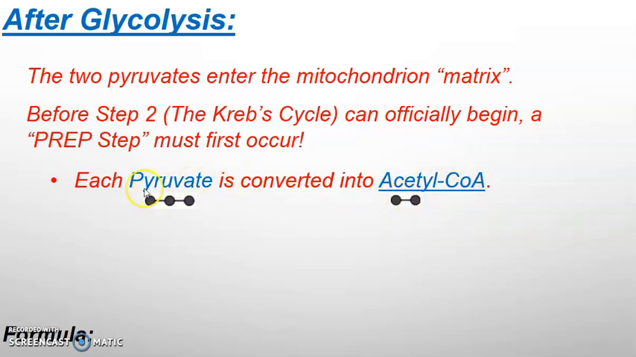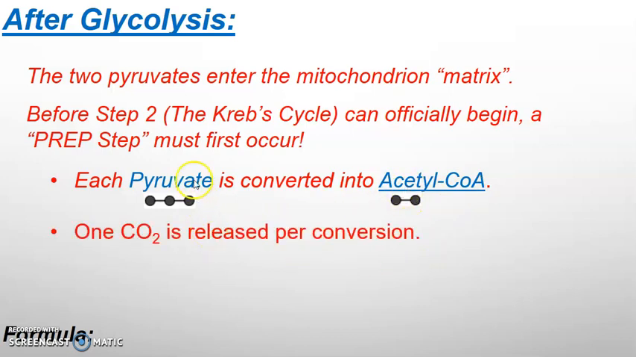Pyruvate is not recognized by the enzymes that begin the Krebs cycle, so it's converted into this, which is recognized. To do that, you have to cut off a carbon off of each pyruvate. So that means you're going to release a CO2 per each pyruvate conversion. You're going to have to do it twice because you do have 2 pyruvates that came from glycolysis. So you produce now 2 CO2s.